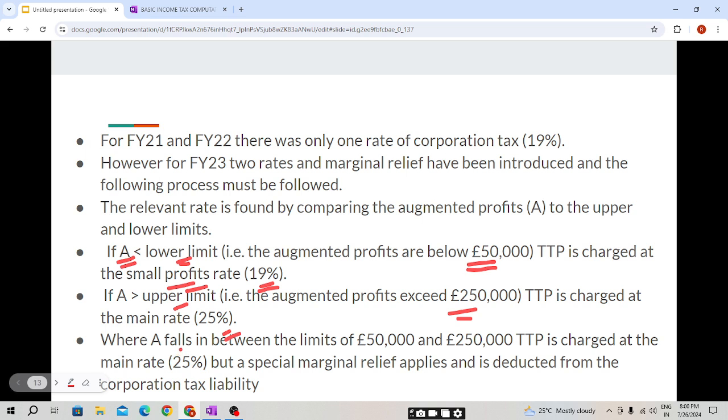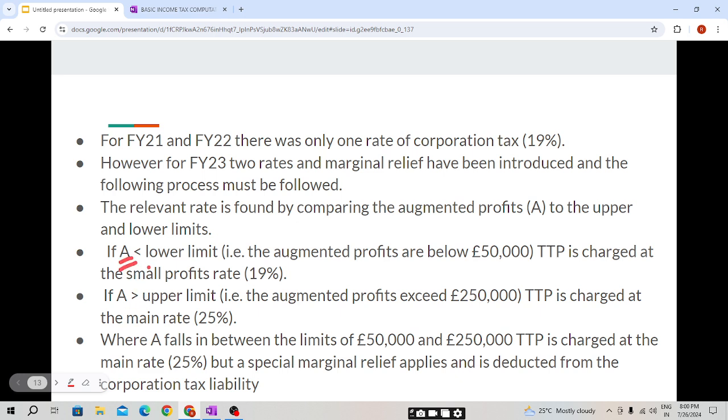Where A, that is the augmented profit, falls between the limits of 50,000 and 250,000 pounds, TTP is charged at the main rate of 25%, but a special marginal relief applies and is deducted from the corporation tax liability. So students, first we calculate the augmented profit, then we compare it with the statutory limits, and then we can identify the corporation tax rate.